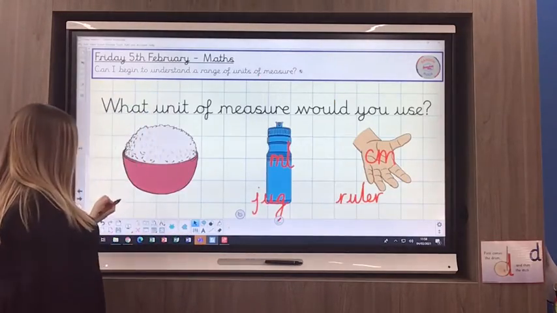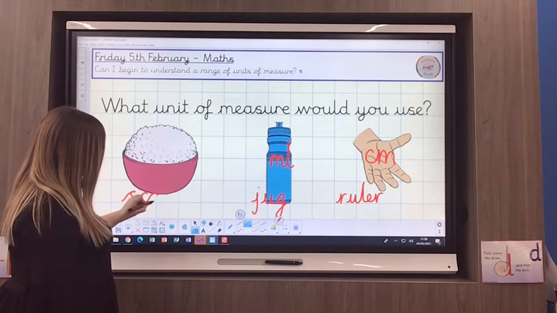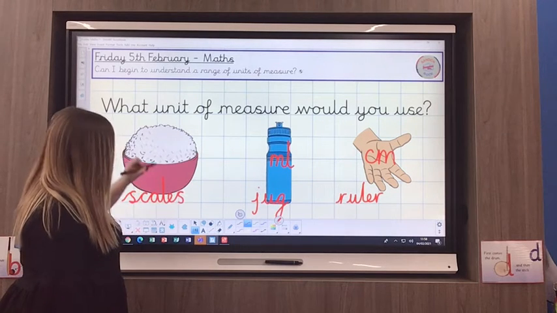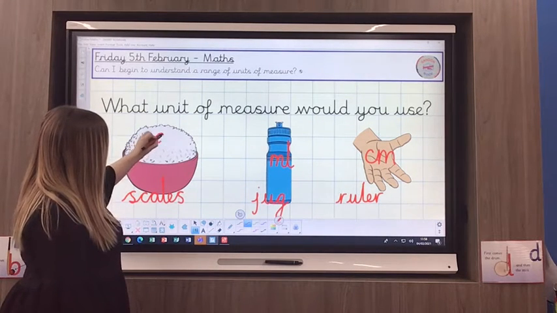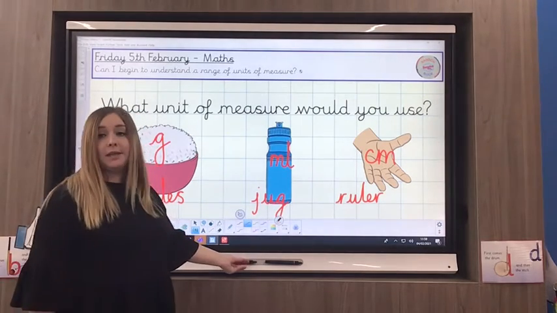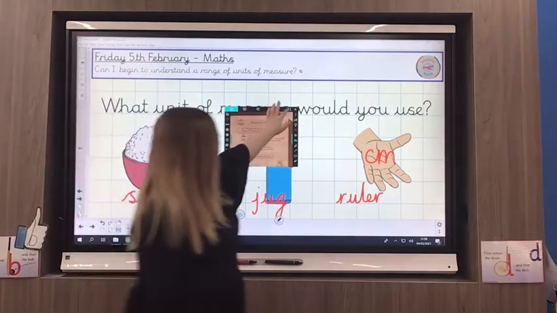So I'd use some scales, S-C-A-L-E-S, and I would measure it in grams. Okay, so this will help you when answering question number 2. So let's go back to your booklet.